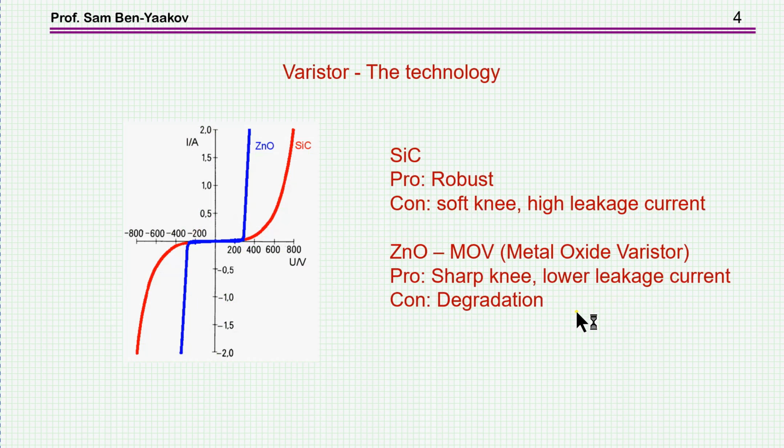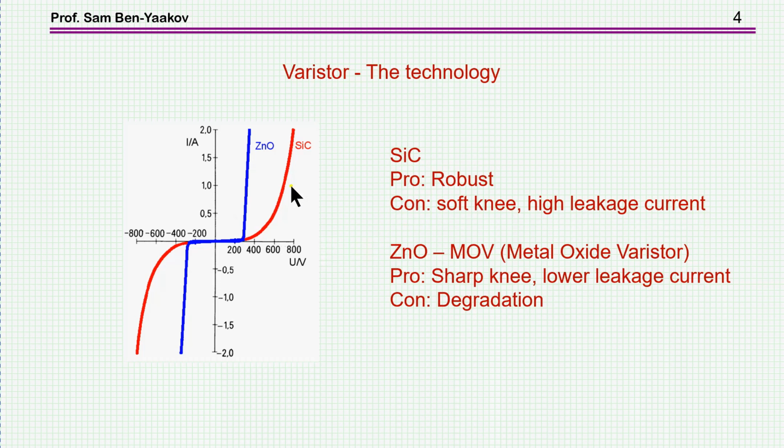Now, the varistors, which are the subject matter of this presentation, actually come in two types. There is the silicon carbide, which is a very robust device made of silicon carbide particles, and it can withstand very high voltages, very high current. High voltage is obtained by stacking a number of units in series.